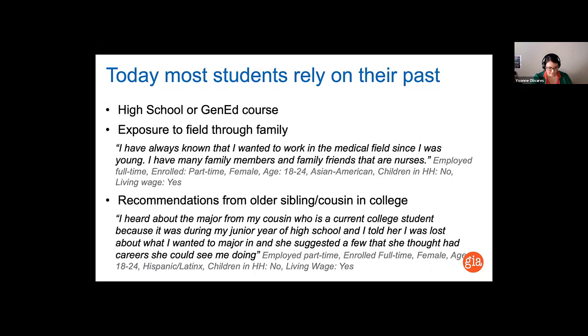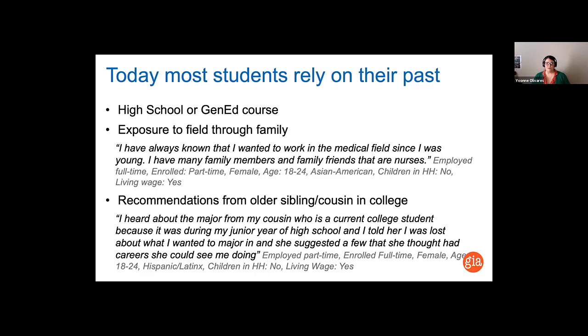Now, a lot of this study focused on looking at how students got to their majors. One thing we learned was that many of our students are relying on their past to choose their major. They took a class in high school, or they took a gen ed course. They were exposed to the field through their family. We've got a student who said, I've always known I wanted to work in the medical field since I was young. I have many family members and family friends that are nurses.